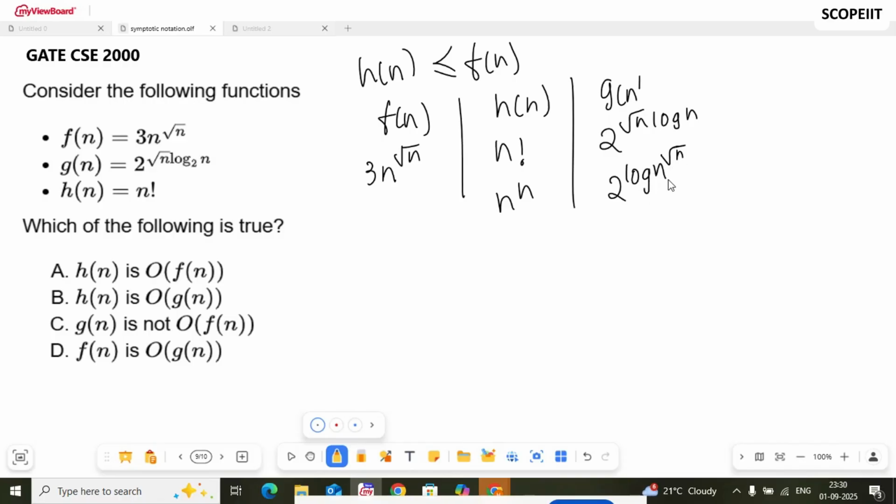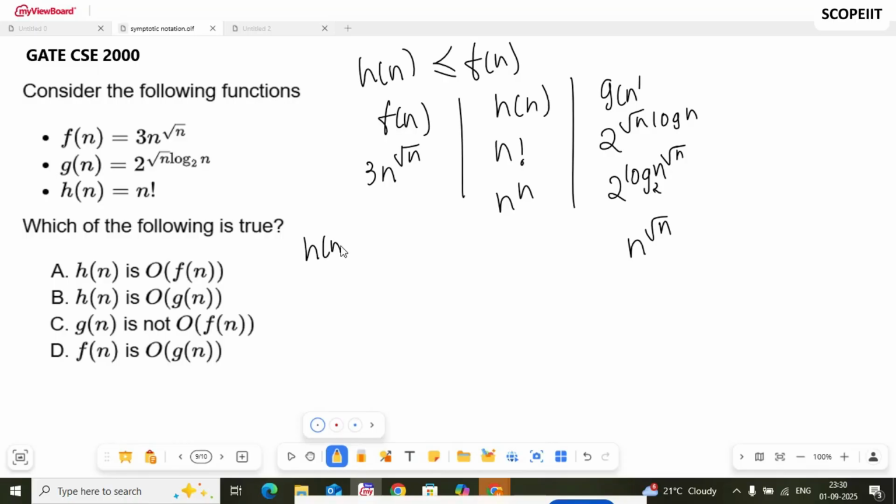You know that in the log, if you have 2 to the power, and here n to the base 2, then as per the log formula, it can be written as n to the power under root of n. So this is nothing but your g of n. Now it will be easy for you to understand. Now let us solve option A.